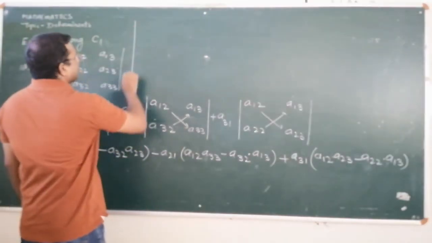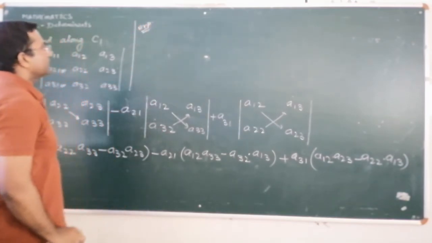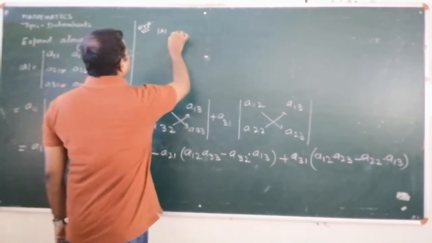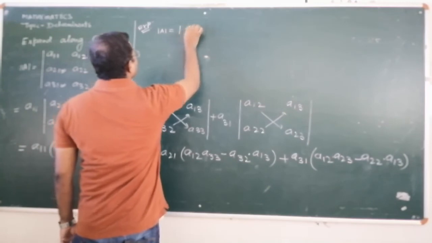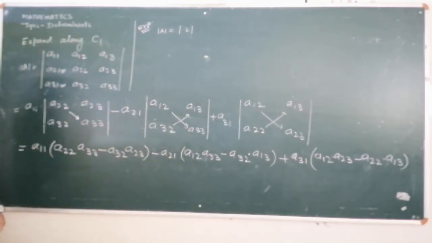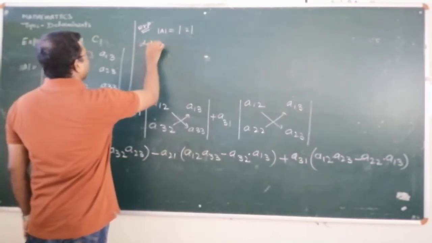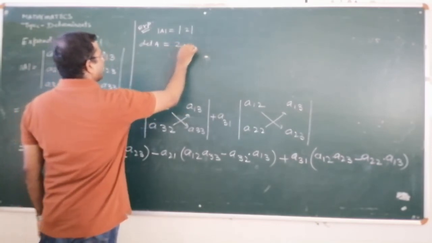Here I am taking some example. Suppose I have taken a determinant of order 1 and this determinant is suppose 2. What is the value of this determinant? Then the value of this determinant A is 2 only. This is the answer.